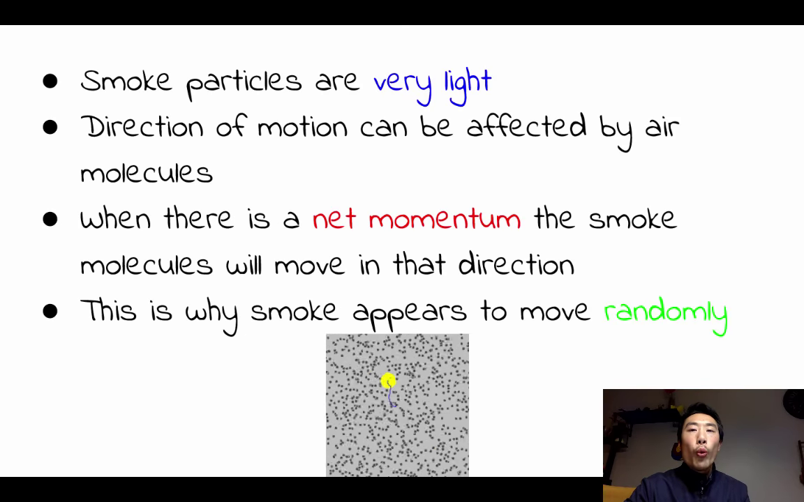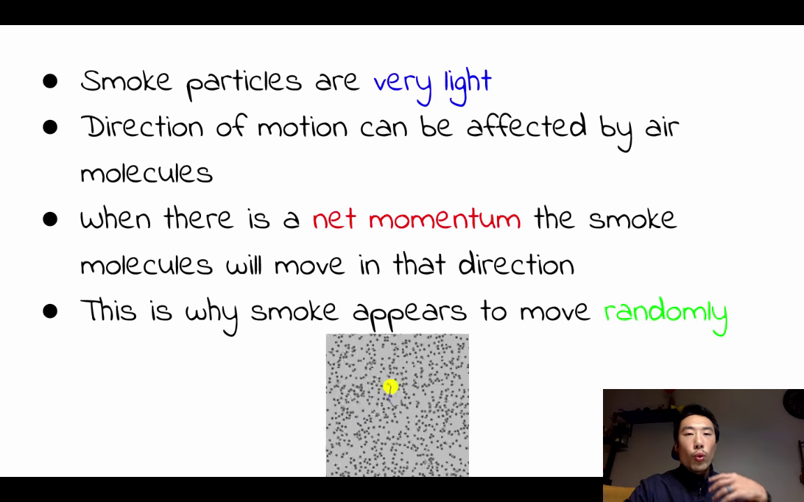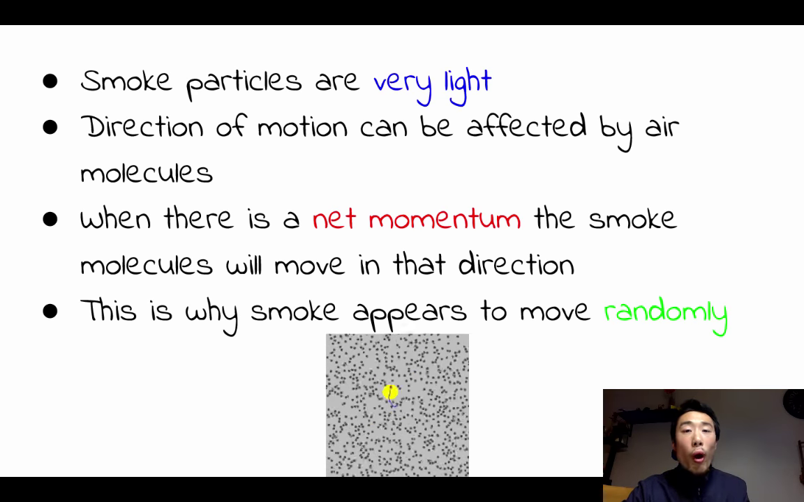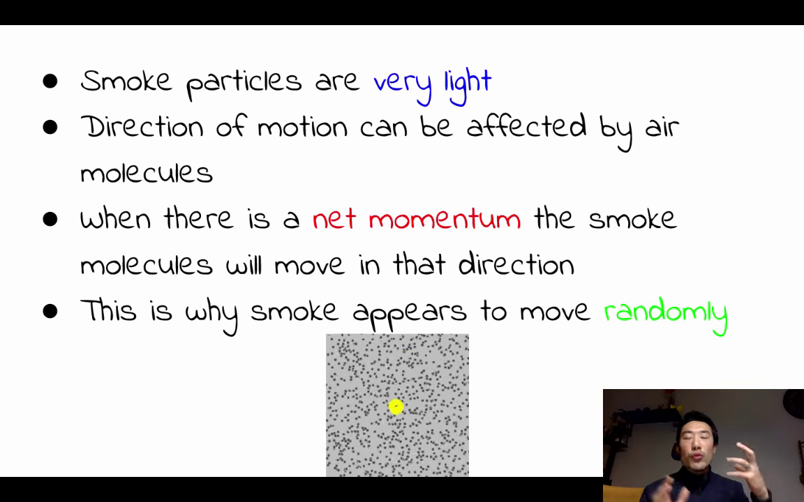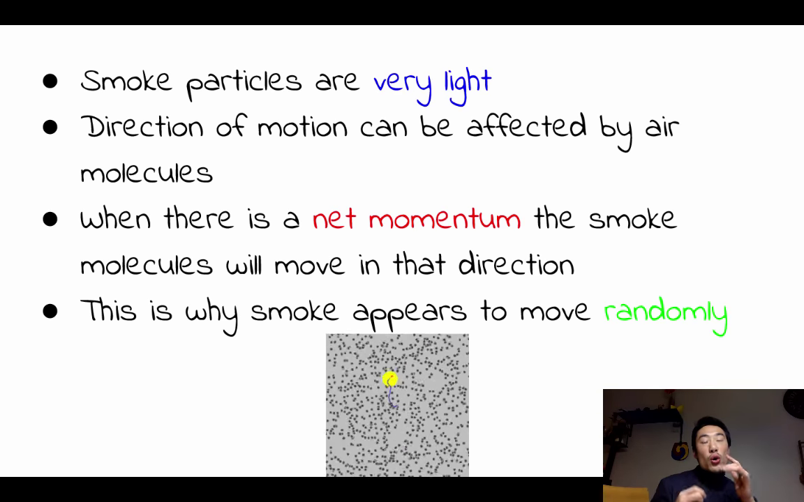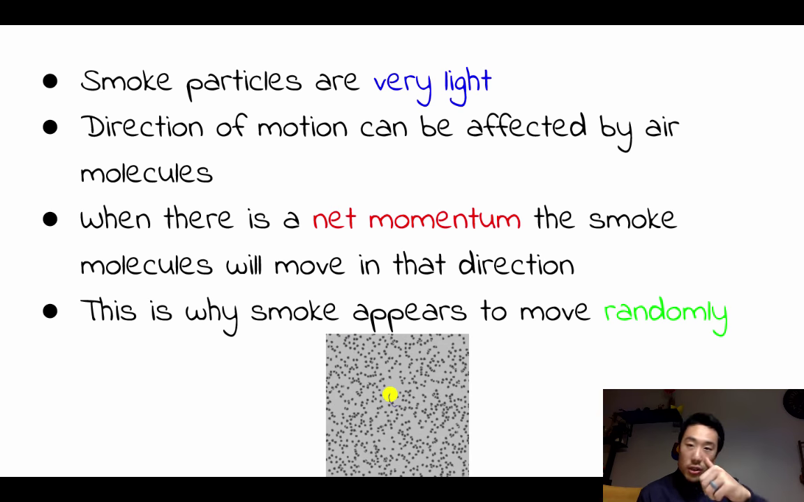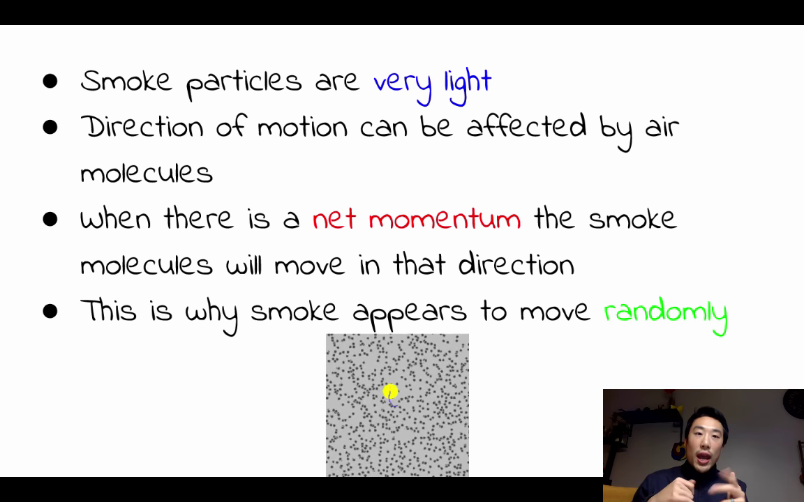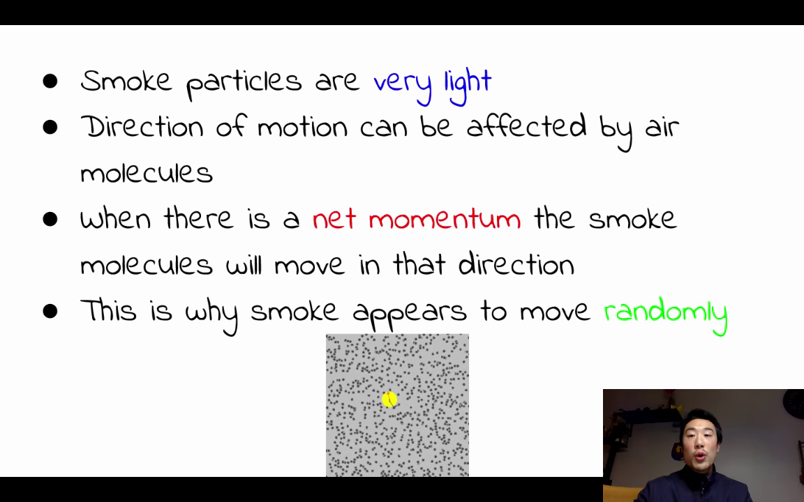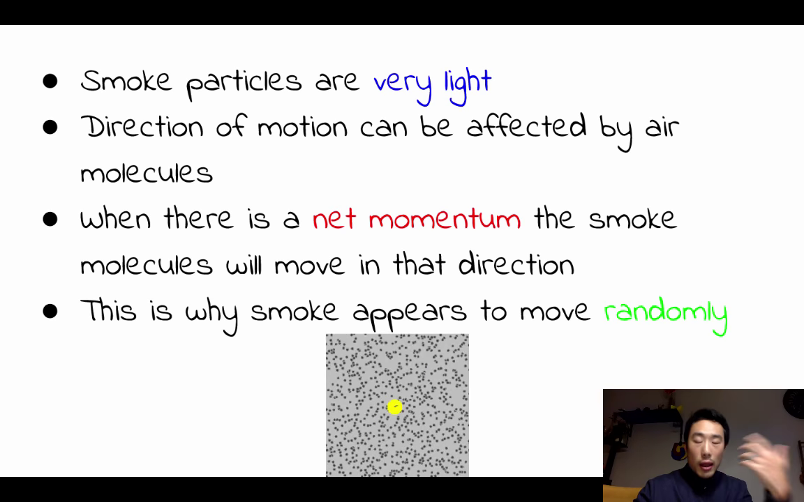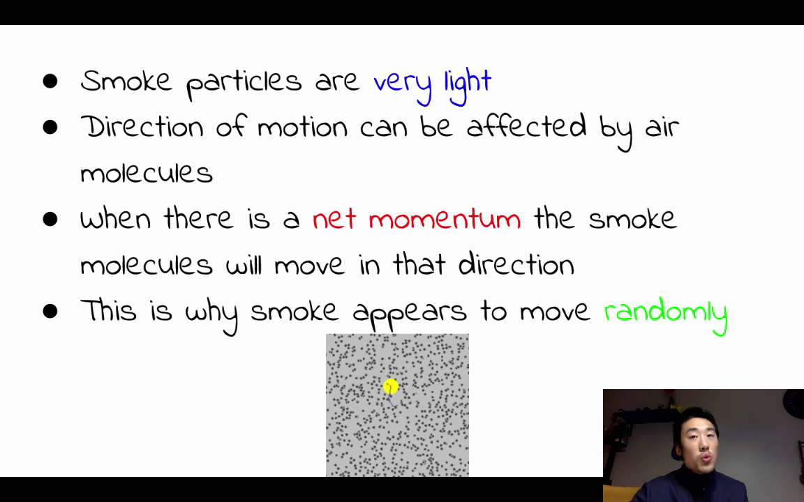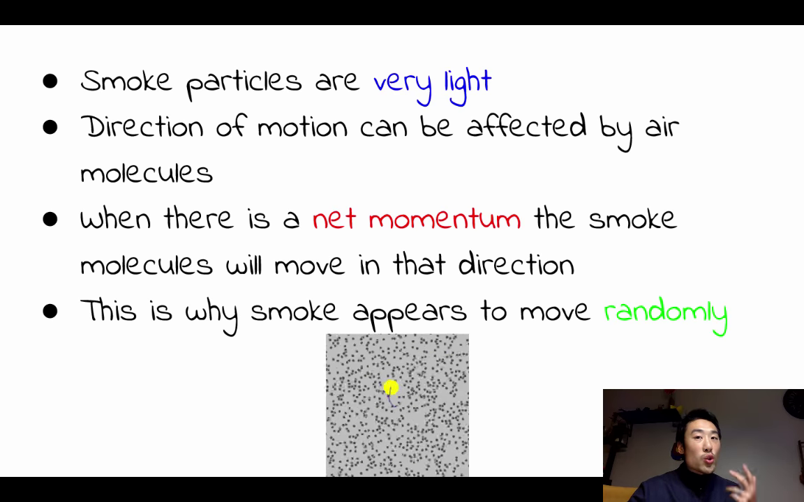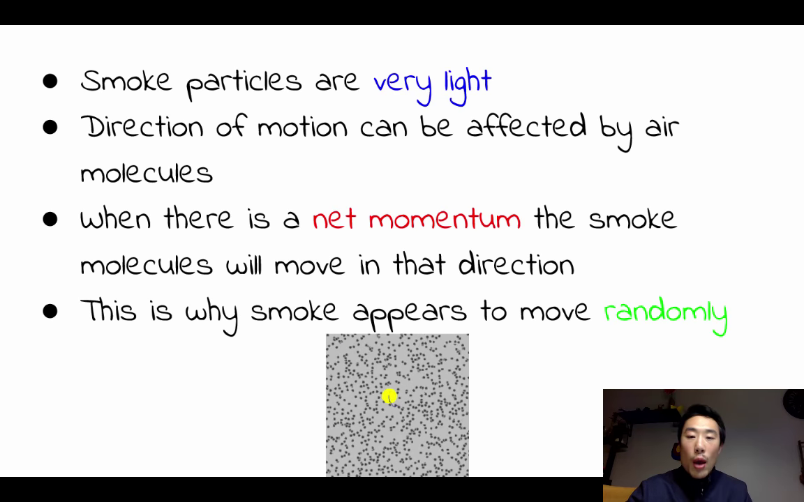So we can see Brownian motion whenever we see smoke. See, smoke particles are very light, and the particles in the atmosphere, however they're moving, will jostle the smoke particles around, so that when the molecules in the air hit the smoke molecules, it creates these twists and turns. The direction of the motion can be affected by the air molecules, and more specifically, the net momentum.